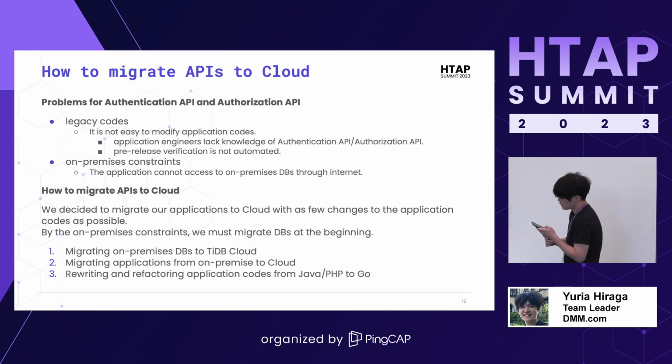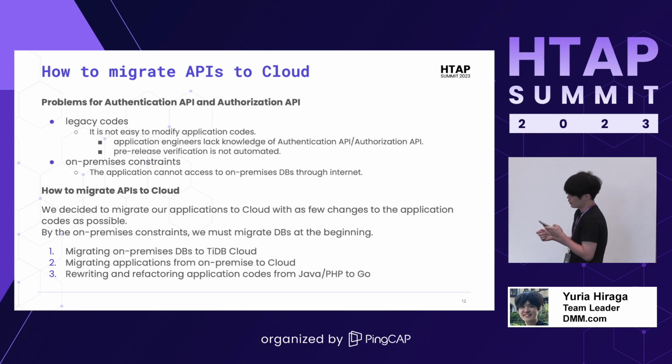Next, I introduce how we migrate authentication API and authorization API to cloud. We have two problems for migration. One is that these application codes are legacy. Our application engineers lack knowledge about authentication API and authorization API, and the pre-release verification is not automated. So it takes time to update the application now.